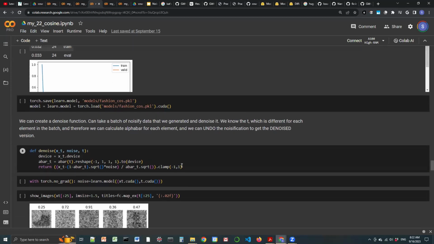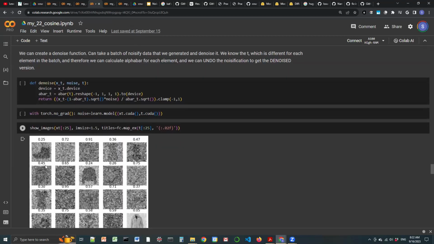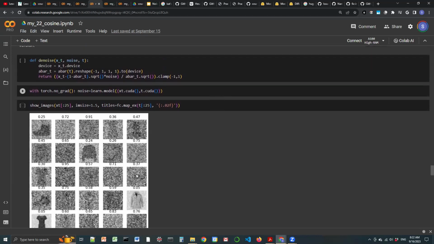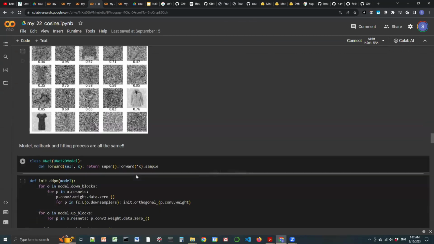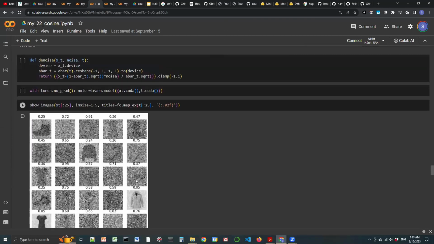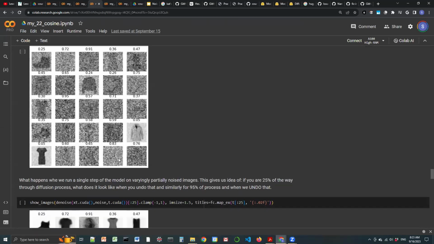However, you add this clamp in the values, and then you show the images and see how well the denoisify function gets you back the images compared to when you had the noisify, right? So you can see they're pretty close, because you're just inverting the process. You have 0.05, 0.25, 0.35, and you can go back and forth and compare.